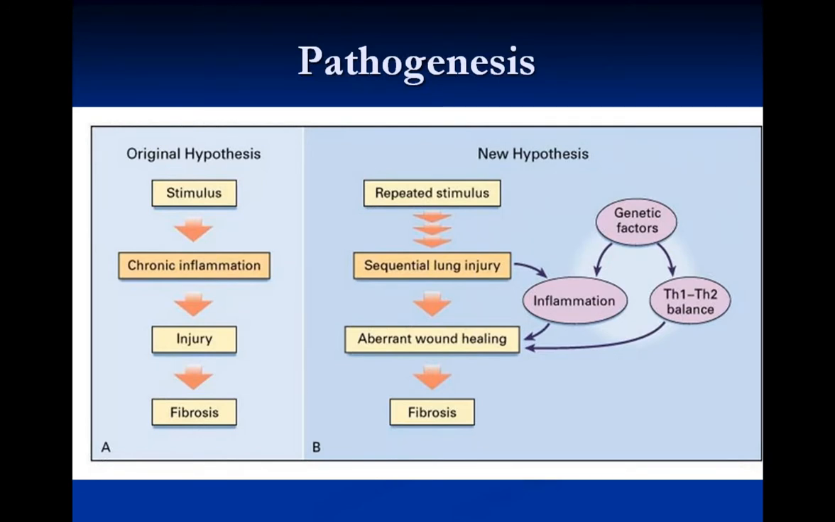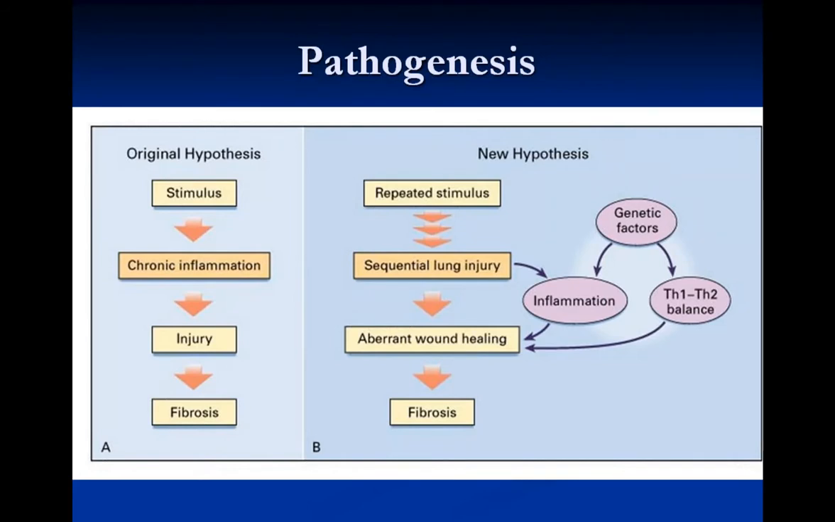This chronic inflammation, with the help of these inflammatory mediators, with or without fibrogenic mediators, will result in lung injury. This lung injury ultimately results in fibrosis of the tissue. Now the new hypothesis, same thing. The stimulus will be the repeated stimulus, the inciting trigger, the allergen. Repeated exposure to the allergen leads to sequential, repeated lung injury, which again results in chronic inflammation. Genetic factors also play a role here.